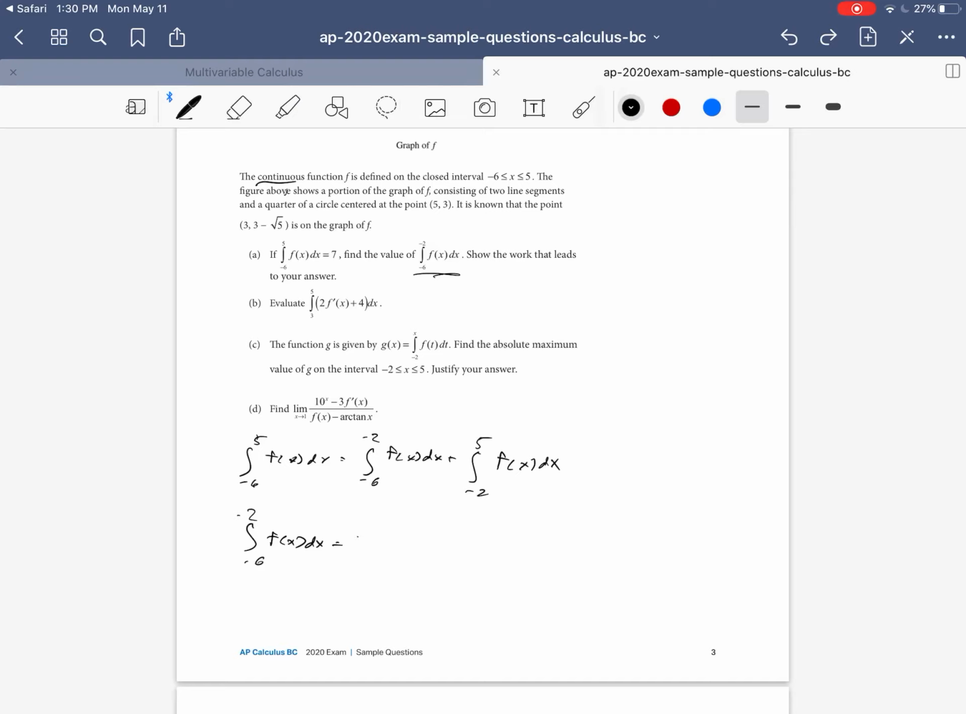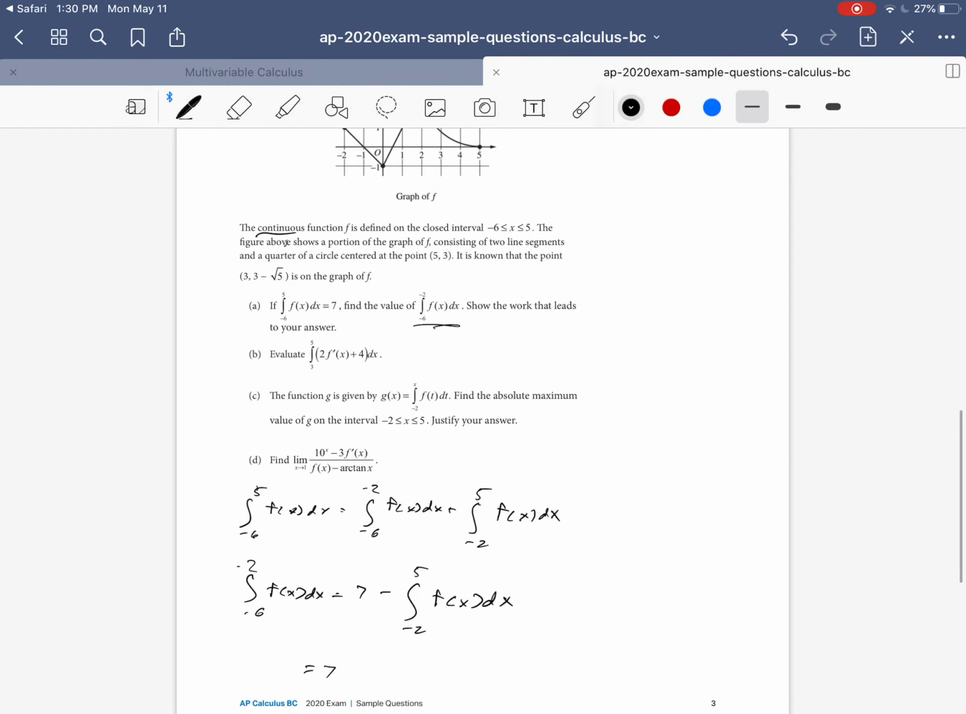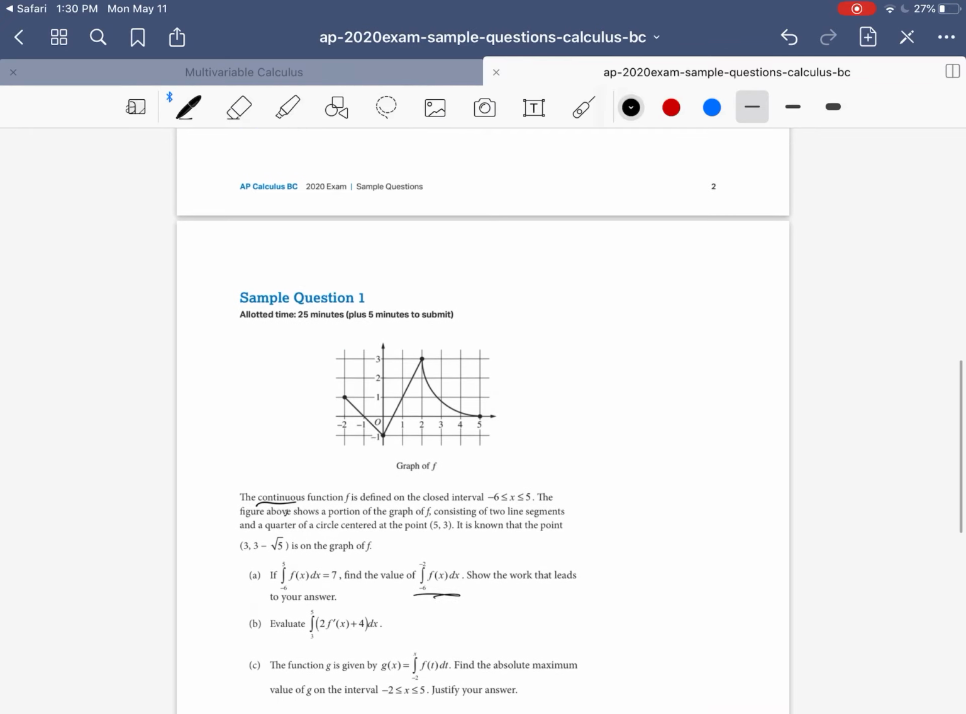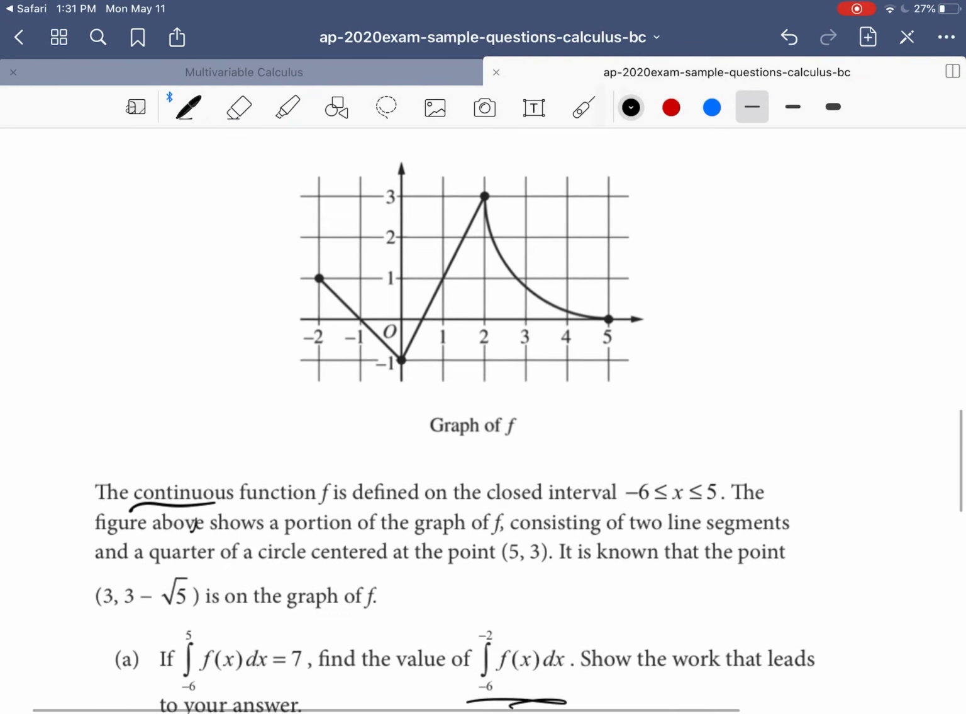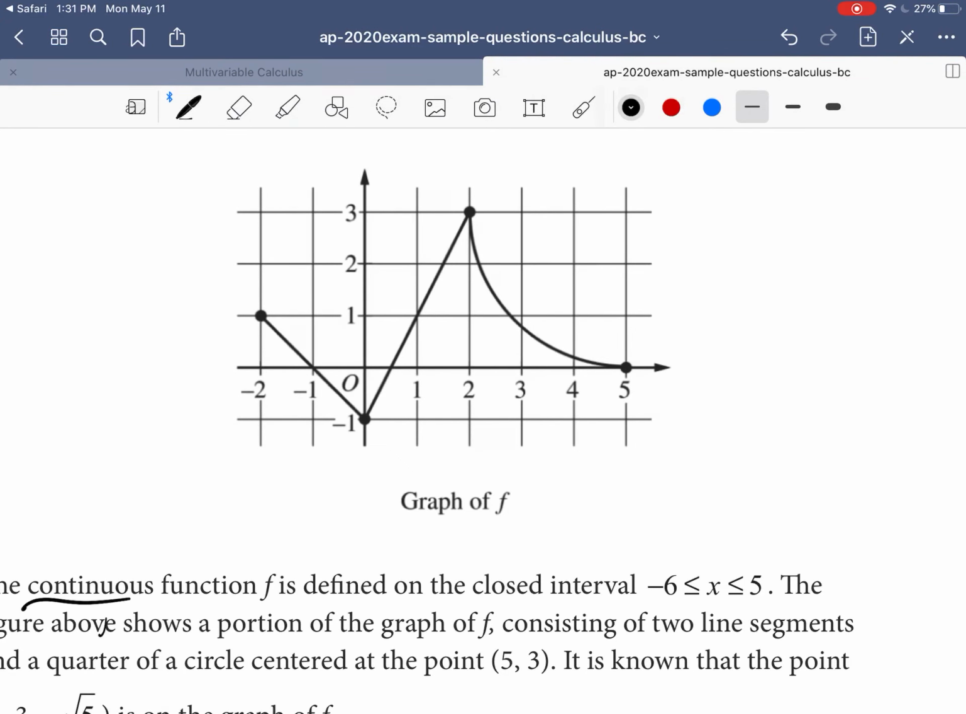That is this first integral here, which they tell us is just 7. So I'm just going to write 7 minus the integral from negative 2 to 5 of f of x dx. And I'm thinking we're just going to be able to compute that just by looking at areas here. So now, what am I going to do to compute that? First, I'm just going to look at this graph, from negative 2 to 5.